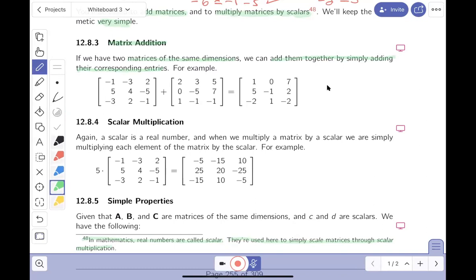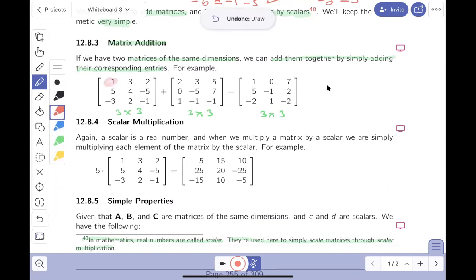Let me go through this one step at a time. It's pretty simple. This is a 3 by 3, and this is a 3 by 3. We can add those matrices together by adding their corresponding entries, and we're going to end up with a 3 by 3 if we do that. Let's take a look at one step at a time. I'm adding this to this.